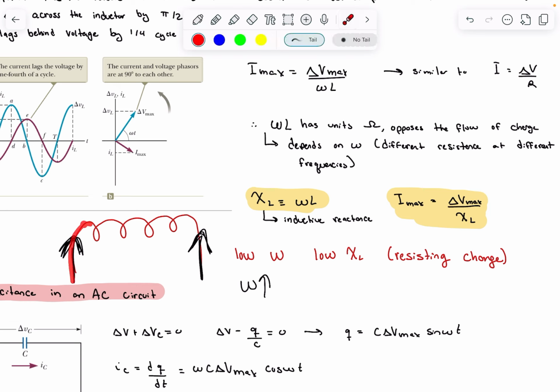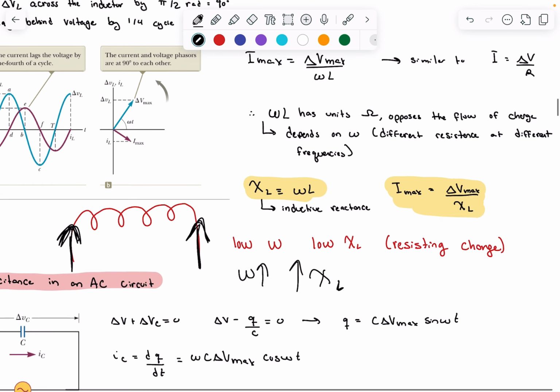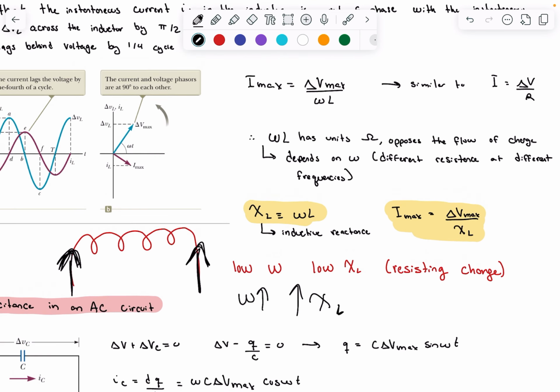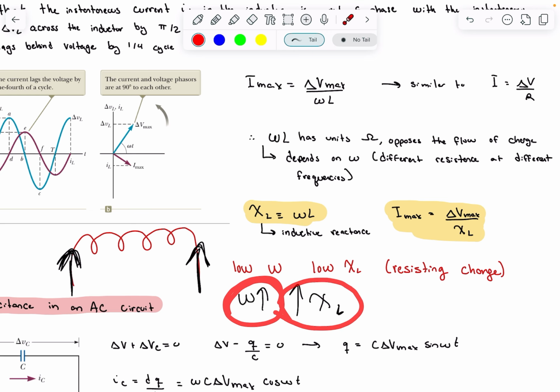And remember that this inductor is reacting to that change in current. The larger that change of current, the more it's going to react. And it reacts by producing a backwards EMF that's slowing down that current. So the faster the switching is happening, the larger that resistance value. It's not really resistance, it's a little bit different, but it's similar in the sense that it's going against that flow of current. So larger omega, larger X L.